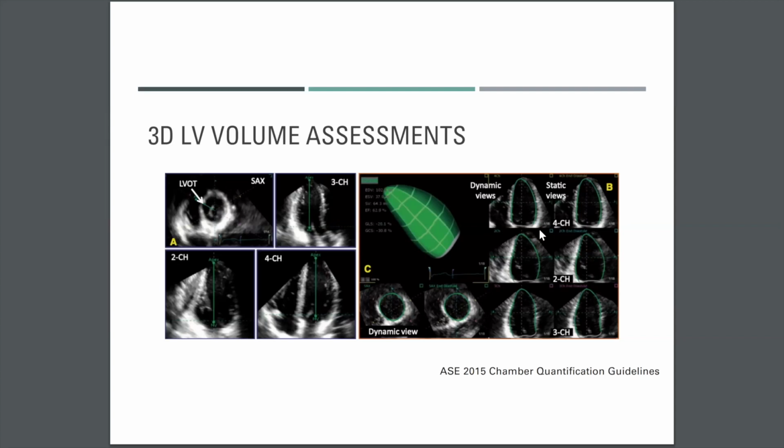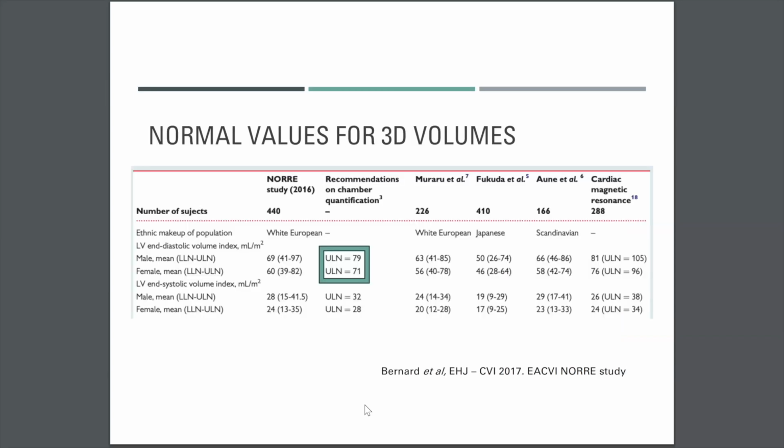And the disadvantage is that to do 3D assessment, you need a certain temporal resolution, and you need a certain image quality for the software to be able to pick up the endocardial borders. And certainly if the image quality allows, the 3D LV volume assessment using a 3D probe is more reproducible and is much more comparable to volumes obtained on cardiac MRI.